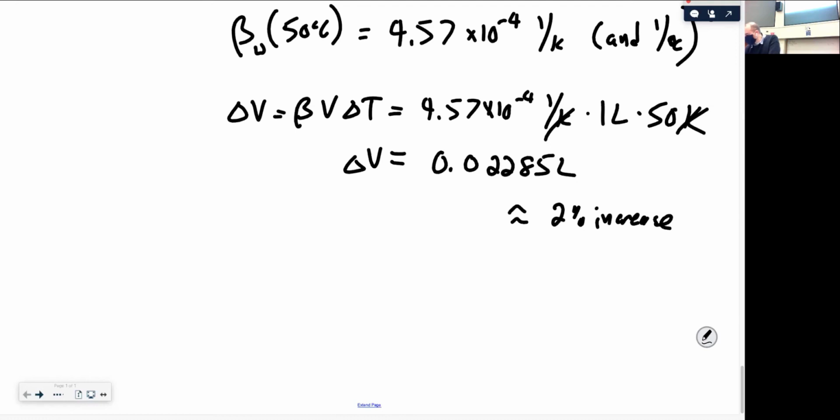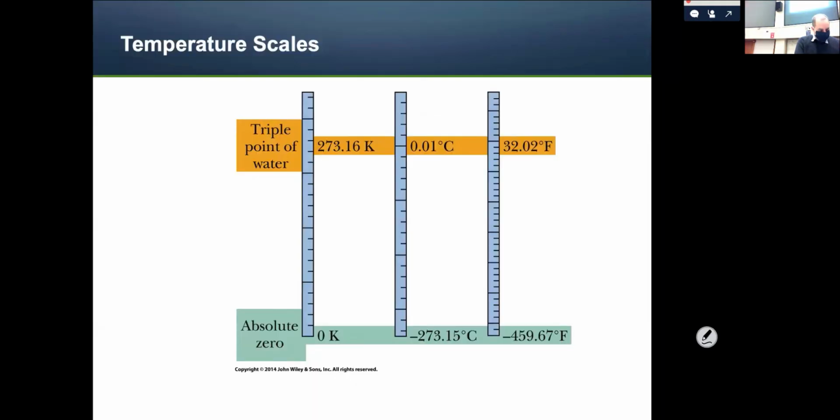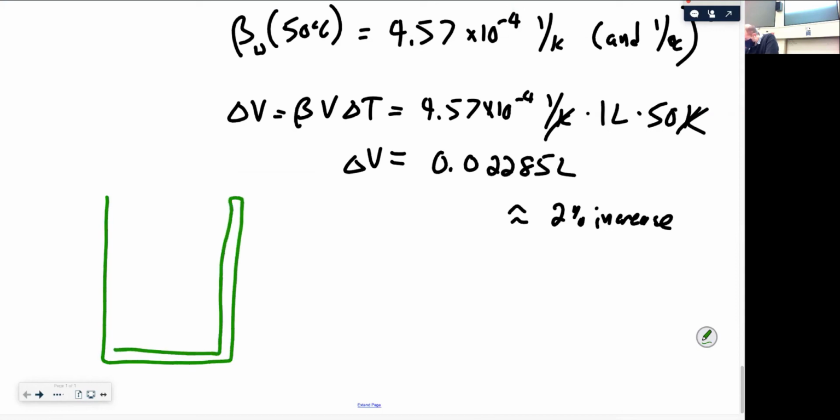So let's draw this again. Let's go back here. So here's my beaker. Let's make my beaker green. And here's my volume inside, and it said exactly 1 liter before. So I've got some volume, some cavity inside this glass container that's holding this water. Has that cavity gotten bigger or smaller in volume?